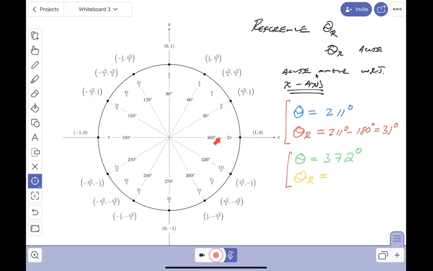So you're at 360. Now you have to go more. How much more? 12 degrees more. So what's the angle going to be? That reference angle is going to be 12 degrees. Again, the reference angle is formed with respect to the x-axis. So that's going to be 12 degrees. Let me write that down for you. Okay, that's in degrees.